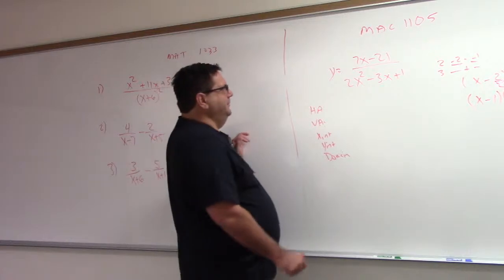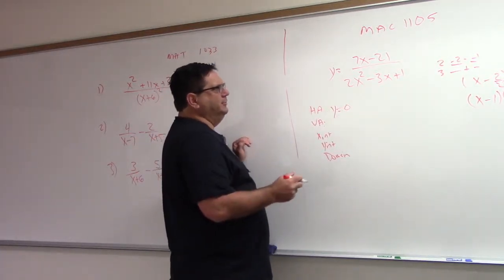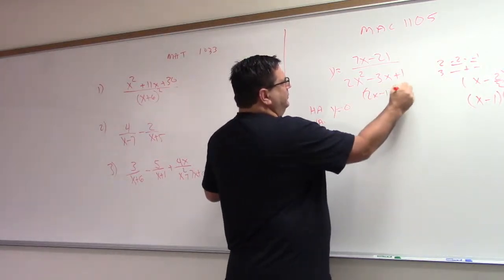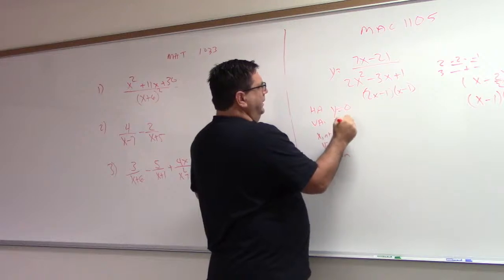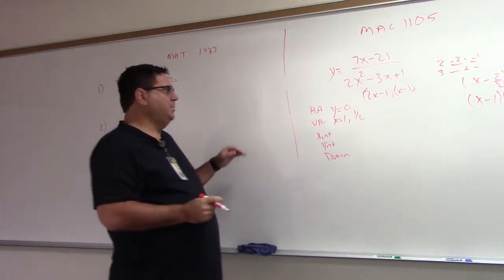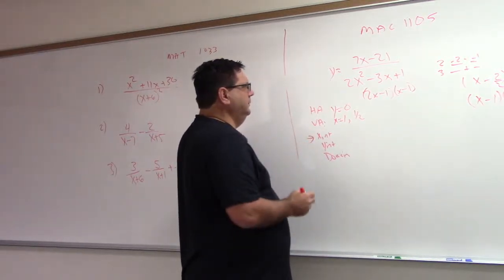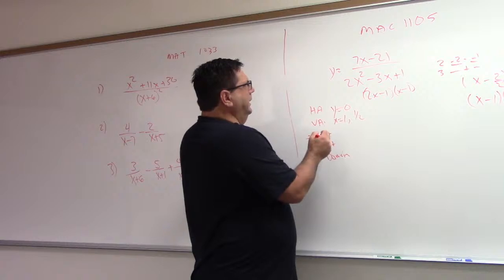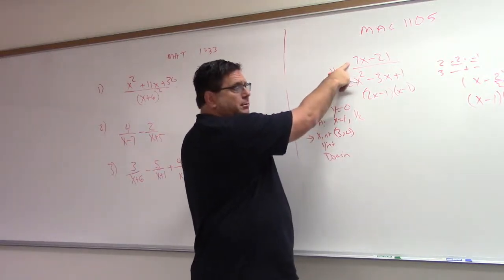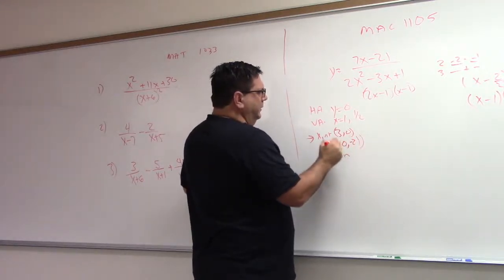Okay, well, I got a 0 for the horizontal asymptote. Horizontal asymptote is y equals 0. Vertical asymptote is going to be 2x minus 1, x minus 1, x equals 1 and x equals 1/2. Right? Yeah, because you set the bottom to 0. X-intercept 3, 0. You're setting the top equal to 0. Y-intercept 0, negative 21.